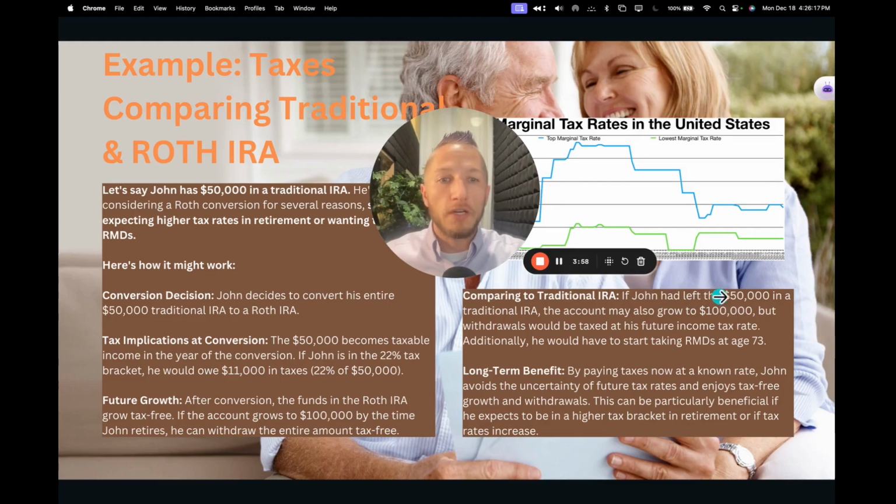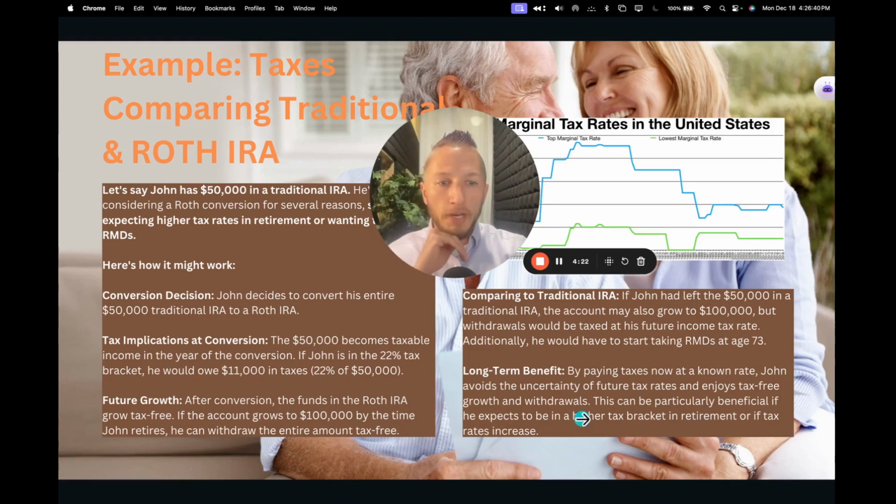Except for John, his account would have grown to $100,000, but by the time he retires, he's going to owe taxes on that money. Let's assume he's in a 22% tax bracket at that time. Well, if you're just calling them equal, in one account you only paid 22% on $50,000, in the other you paid 22% on $100,000 over time. So that is one of the big advantages, in my opinion, of a Roth conversion.